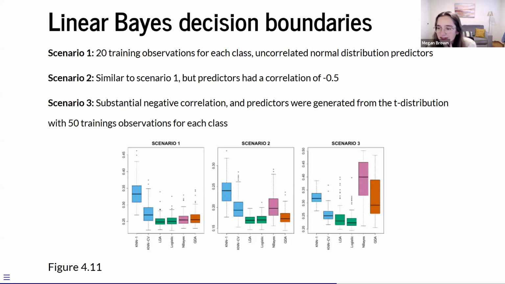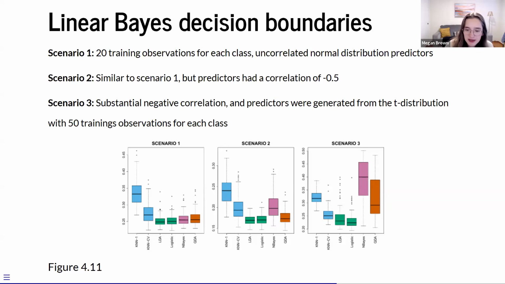But we can kind of guess why some of the methods worked better in some cases. So like scenario 1 had uncorrelated normal distribution predictors. So the LDA performed really well because that has a normal distribution assumption, and so on and so forth.